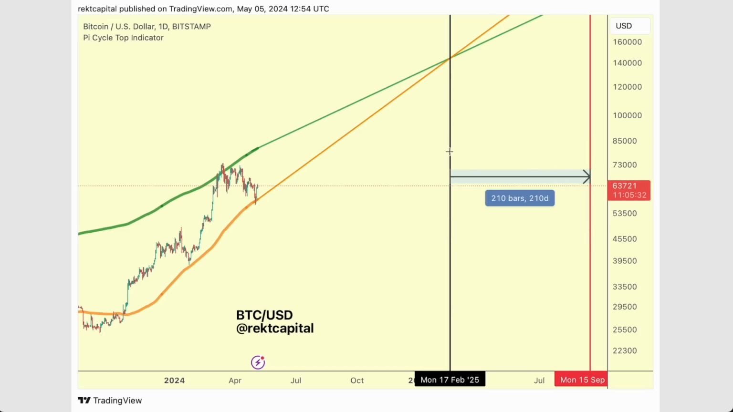This rate of acceleration will continue to decrease from 210 to 200 to 190 to 180 the longer we simply move sideways in this current range.